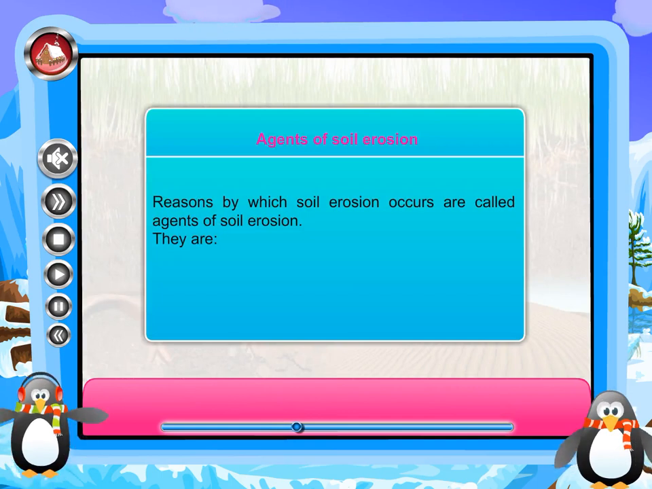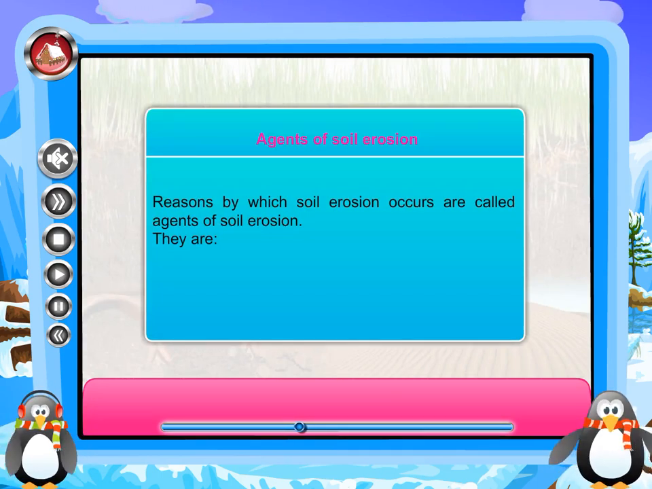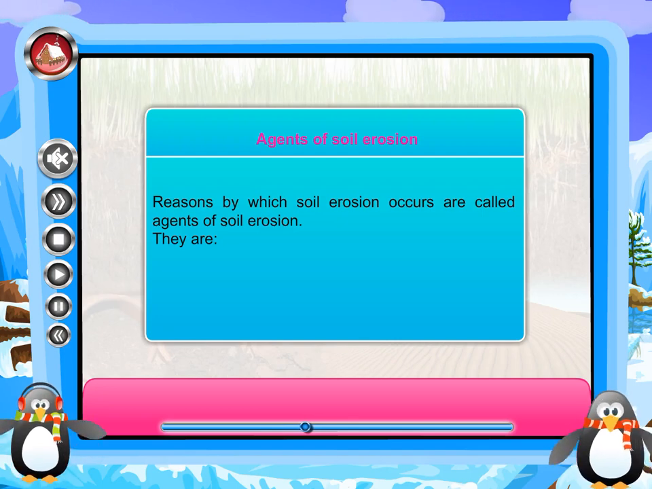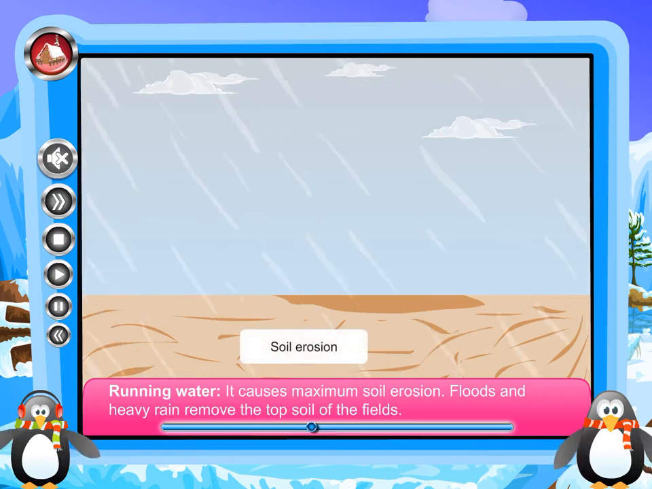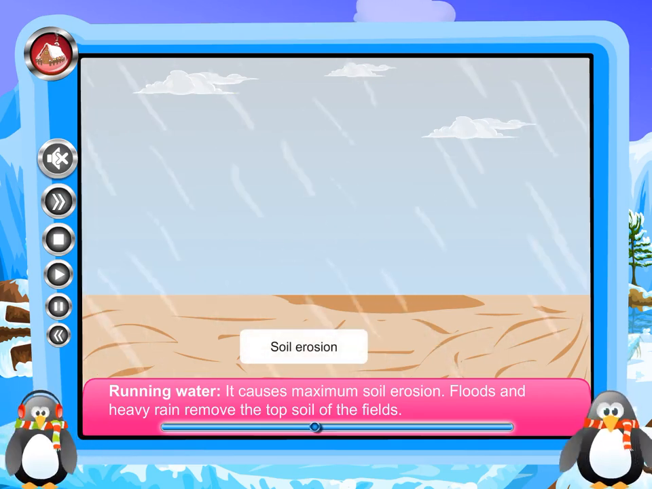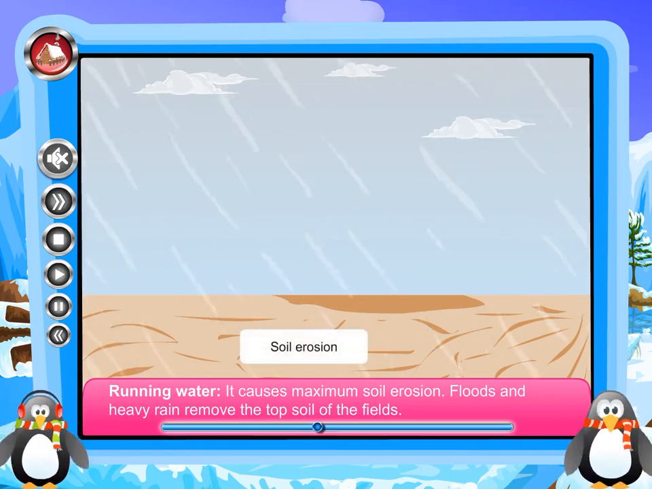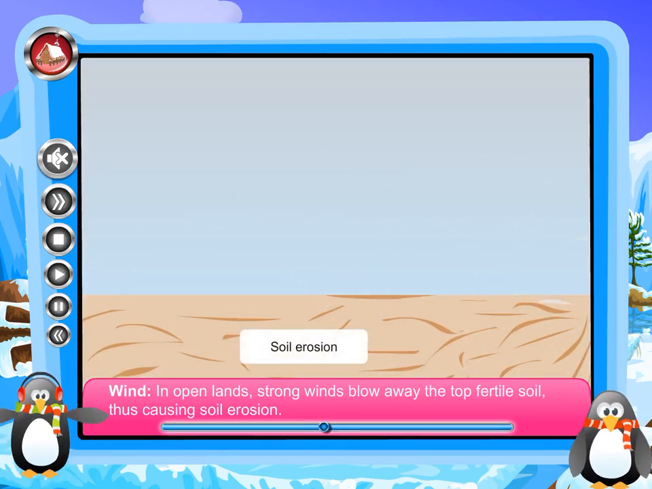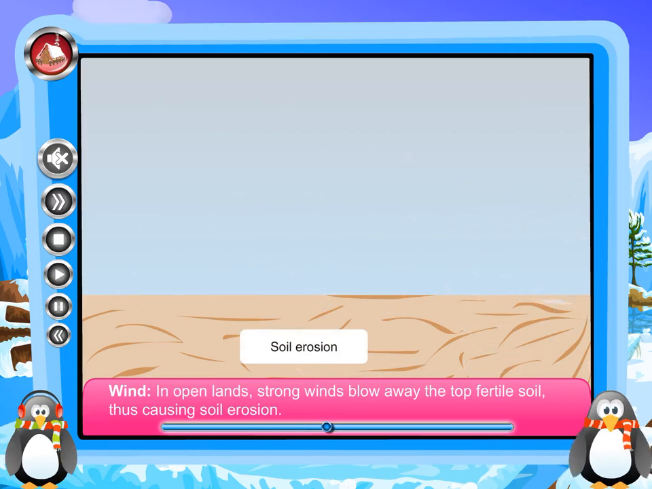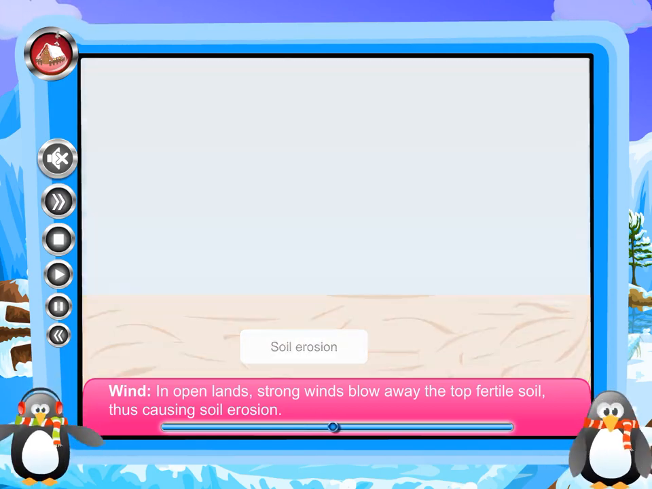Agents of soil erosion. Reasons by which soil erosion occurs are called agents of soil erosion. They are: running water. It causes maximum soil erosion. Floods and heavy rain remove the topsoil of the fields. Wind. In open lands, strong winds blow away the top fertile soil, thus causing soil erosion.